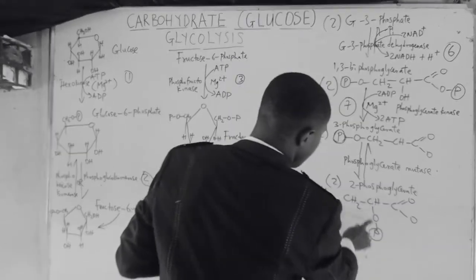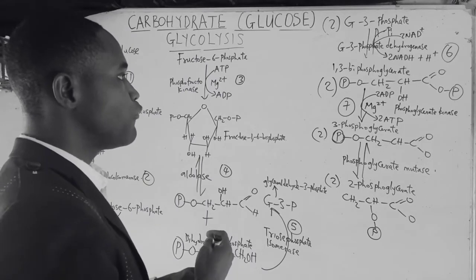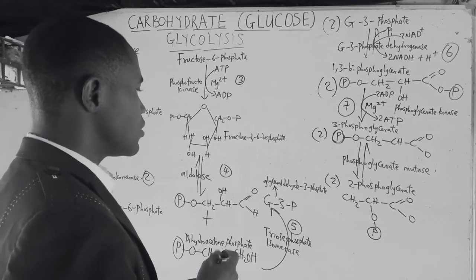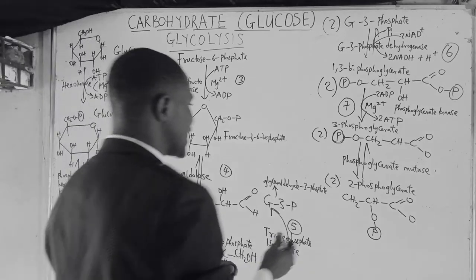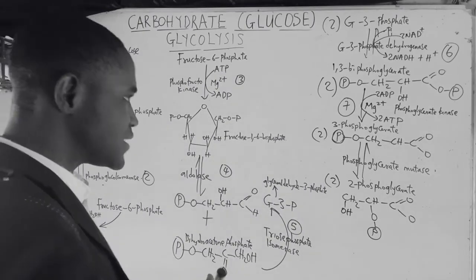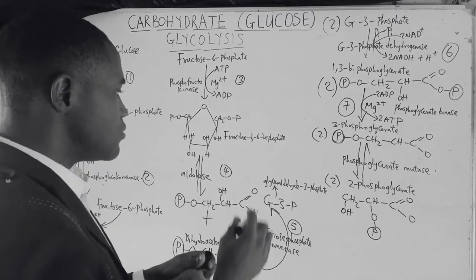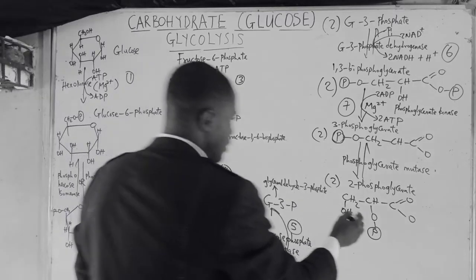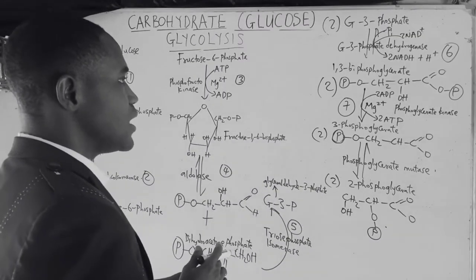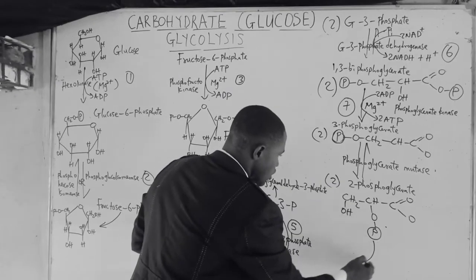This is 2-phosphoglycerate. Then, when we get this 2-phosphoglycerate, another step will go on, and that step is a reversible reaction. That reversible reaction will go this way.